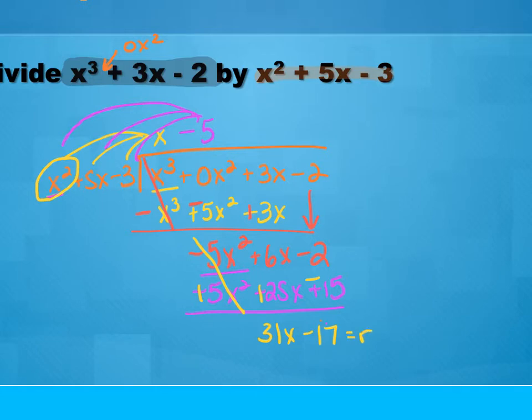Schwarzer? Yep. How did you get the purple negative 5x squared? I multiplied this times the x squared. So you're multiplying each term, and then change your sign.